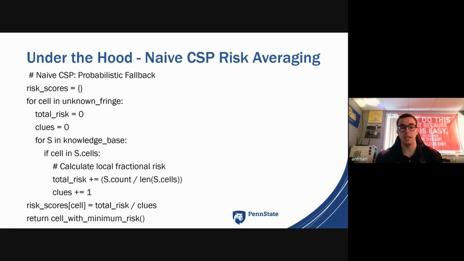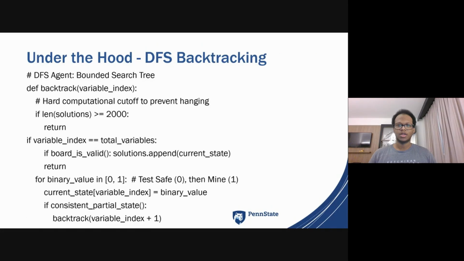We call this naive because it makes a dangerous statistical assumption. It assumes that overlapping constraint equations are statistically independent of one another. In a highly dense Minesweeper board, they are deeply dependent, which is why this naive averaging fails in complex phase transitions. Moving to search algorithms, here's the recursive backtracking engine for our depth-first search agent.